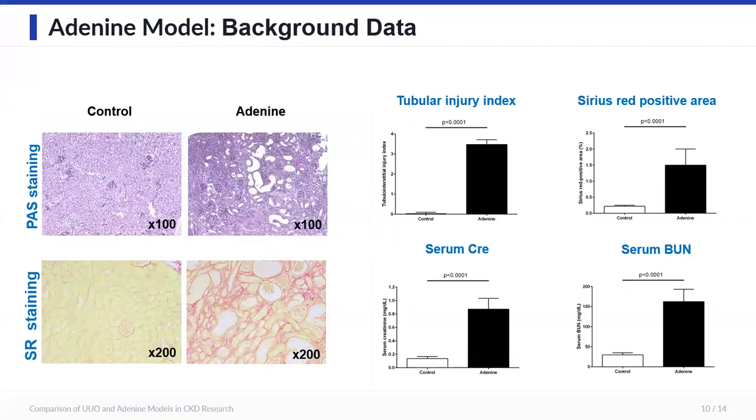This is the background data, a comparison of the control group and adenine group in PAS staining, and also the control group and adenine group in Sirius red staining. Tubular injury index is increased in the adenine group, as well as serum creatinine level. Sirius red positive area, the fibrosis area, is increased. Serum BUN level is also increased.